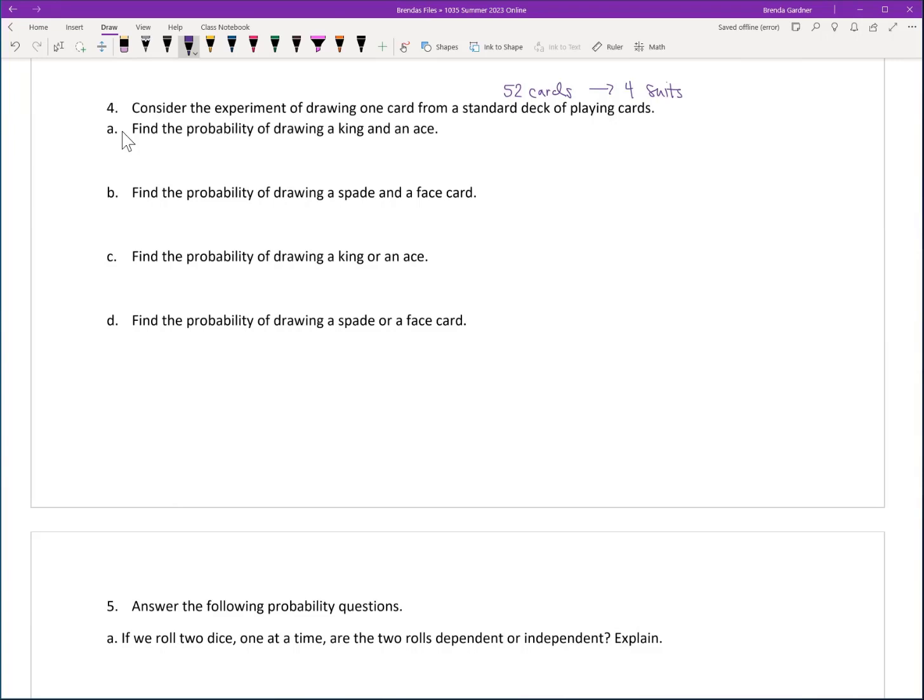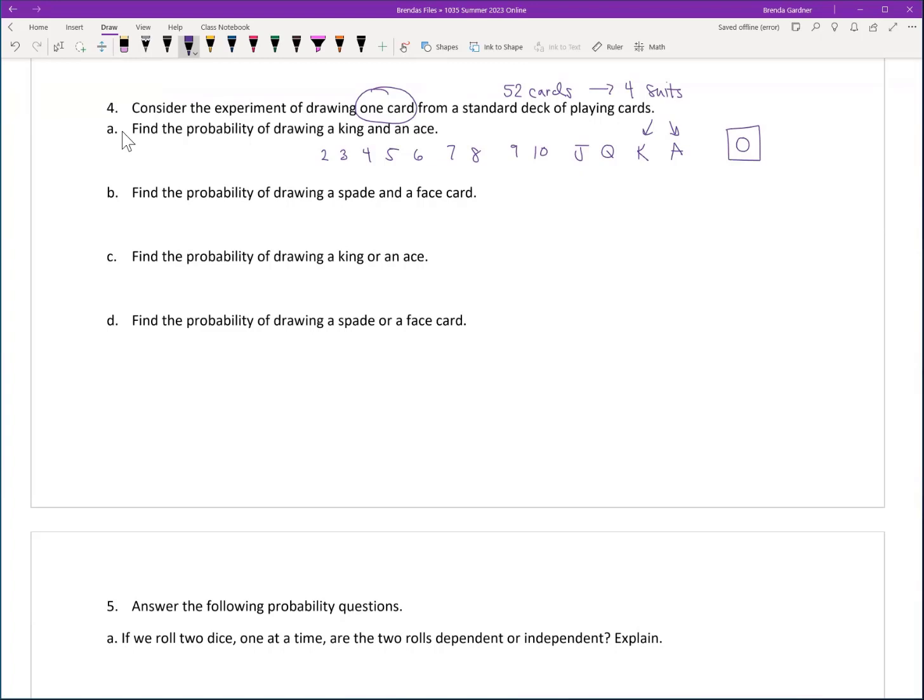Okay, so this one's kind of a silly question. If I draw one card, it's got to be a king and an ace at the same time. So you've got 2, 3, 4, 5, 6, 7, 8, 9, 10, Jack, Queen, King. Oh, an ace. Okay, there's my 13 types of cards. So can I draw a king and an ace at the same time? No. So, yeah, a silly question. So there's a probability of 0 for one single card.